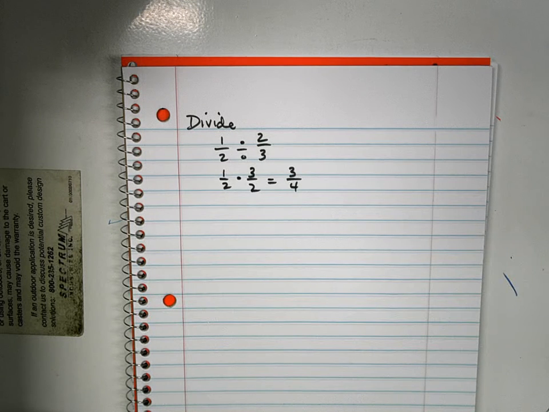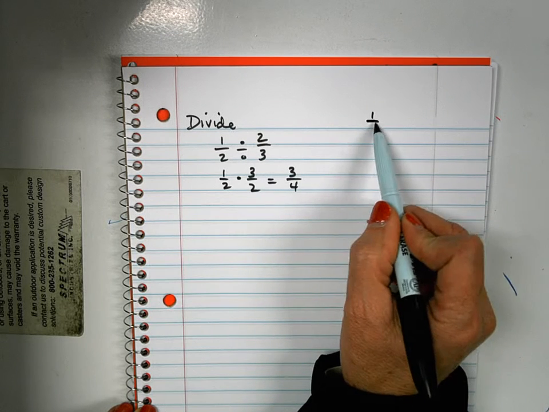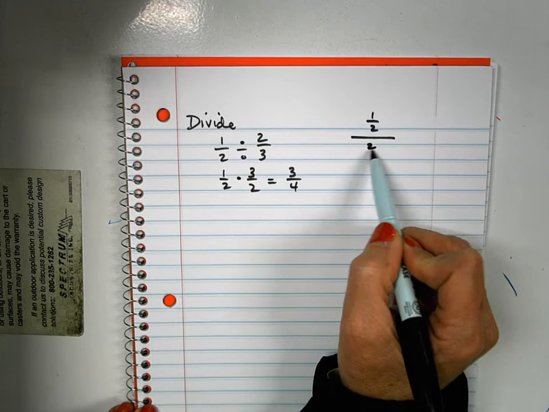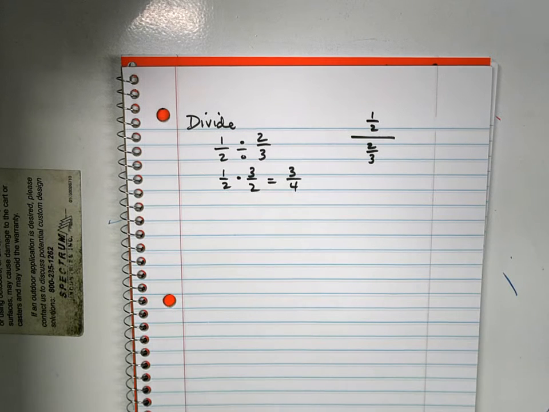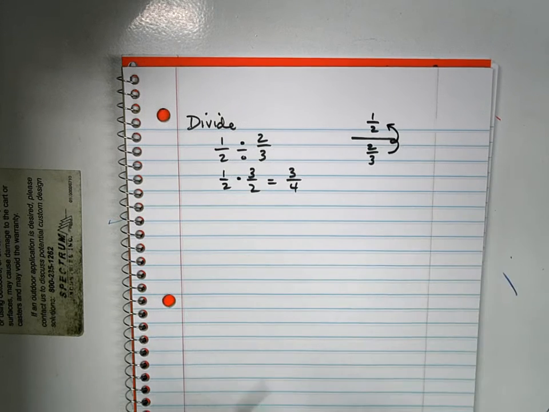Okay. Also, if you had it, this exact same problem could be written this way. 1/2 divided by 2/3. If you had something that simple, I would do this the same way, okay? Flip the denominator over. I like to show it like this. You flip this, okay?